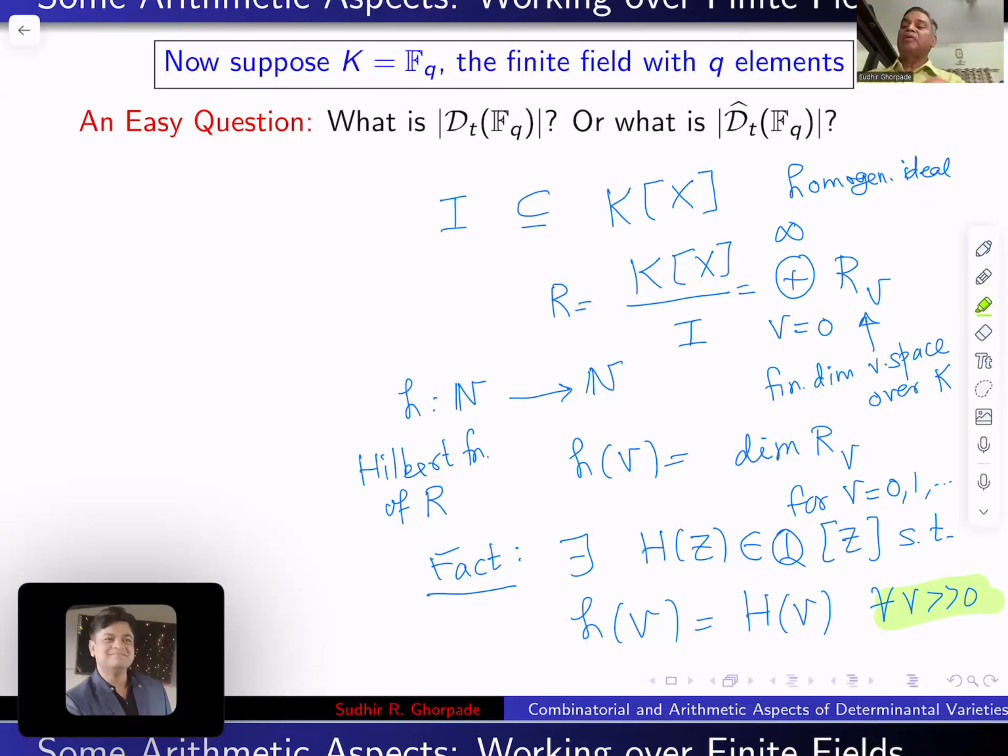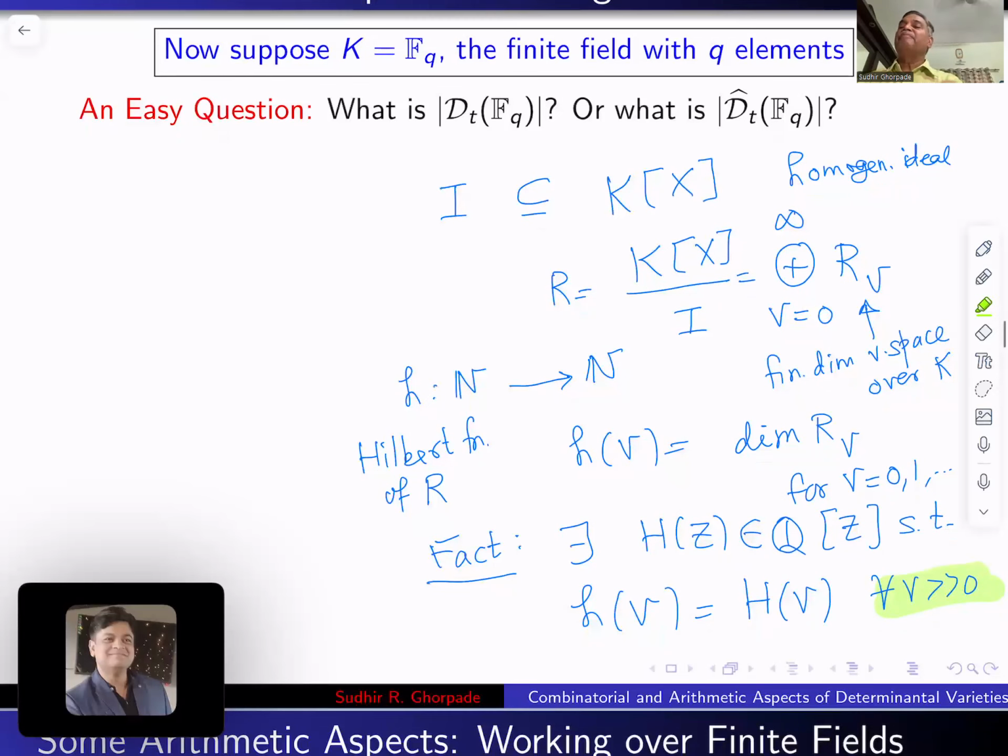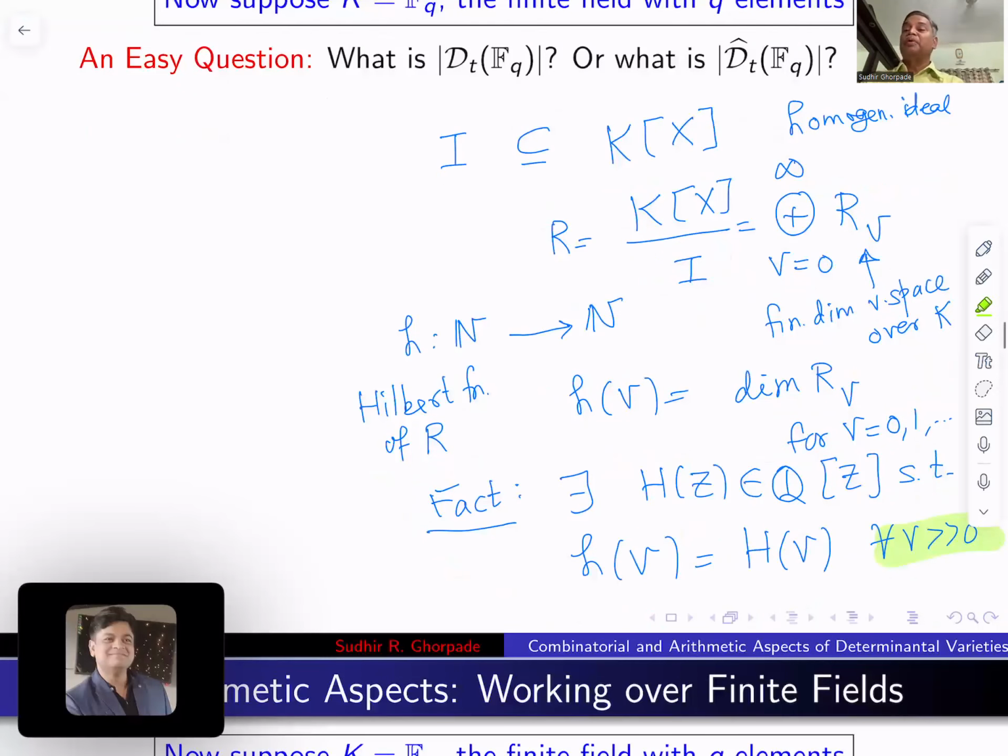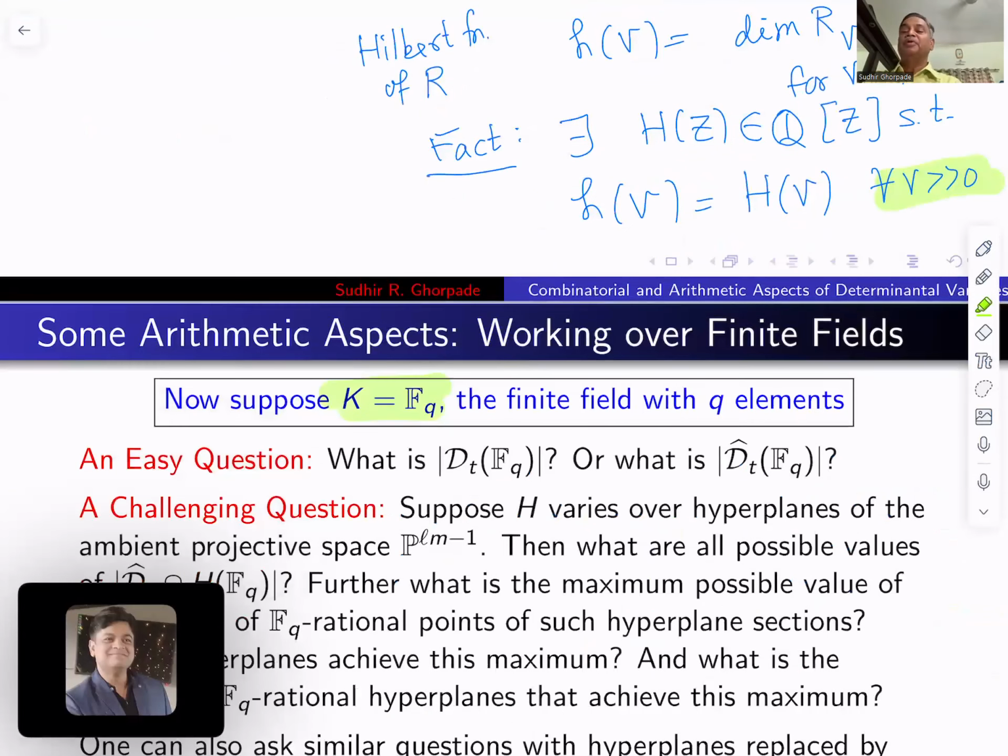So now I'm going to deal with the situation when my base field is a finite field with q elements, typically denoted by F_q. Now determinants of a generic matrix have coefficients plus or minus 1; they are defined over integers. So I can think of my determinantal varieties over F_q. In other words, remember this D_t: this was the set of all matrices M in L cross m with entries in F_q such that rank of M is less than or equal to t. That's what D_t was.